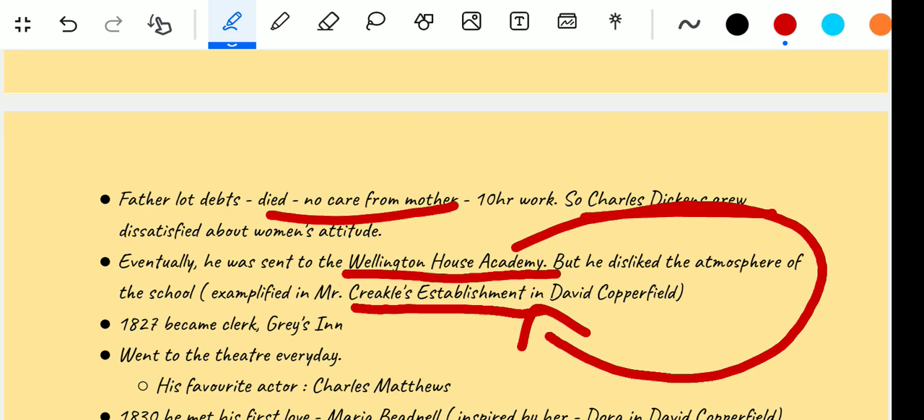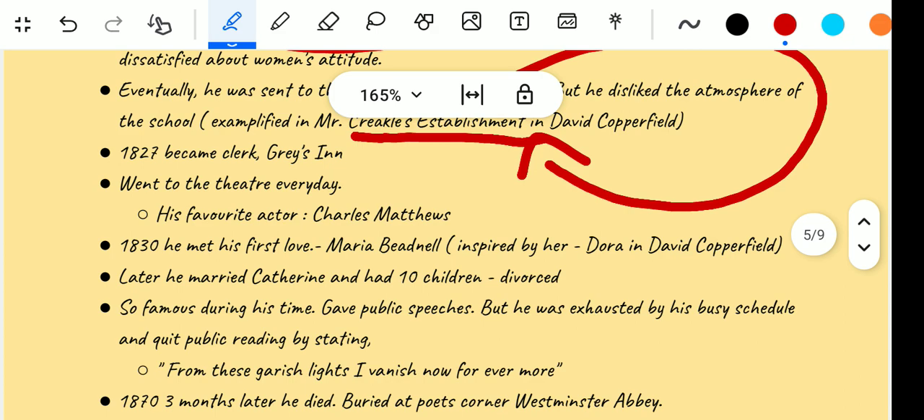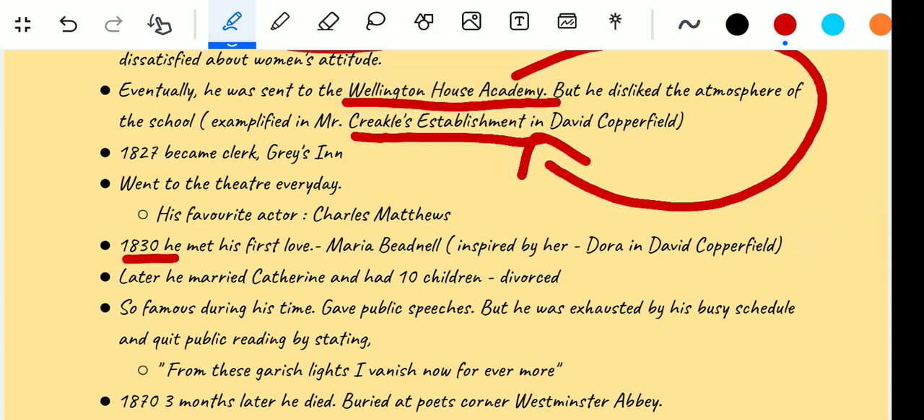So Charles Dickens had a habit of taking real life experiences to write. We can say his life inspired his novels. I'll show you another example. During 1830, he fell in love. He loved Maria Beadnell, and that real life character Maria Beadnell inspired his Dora in David Copperfield.